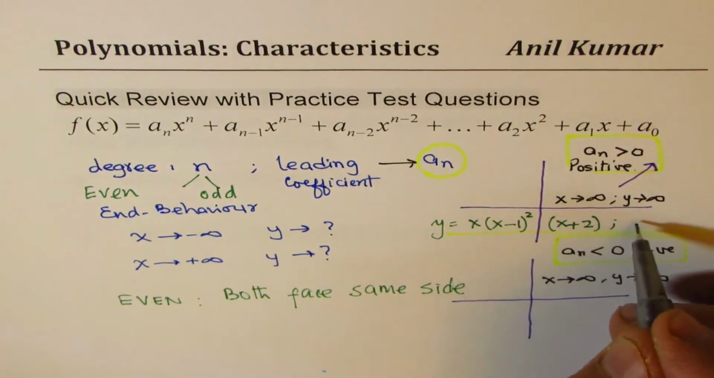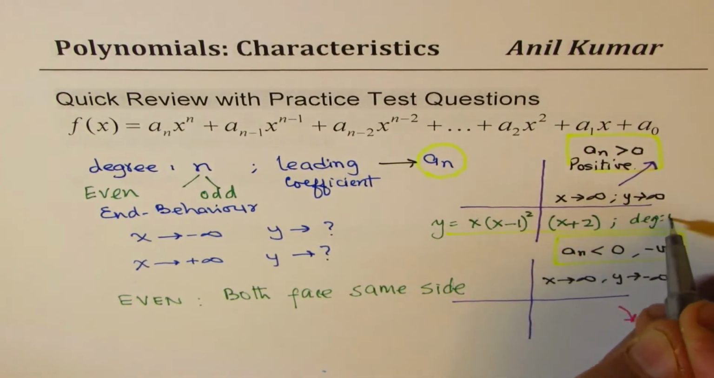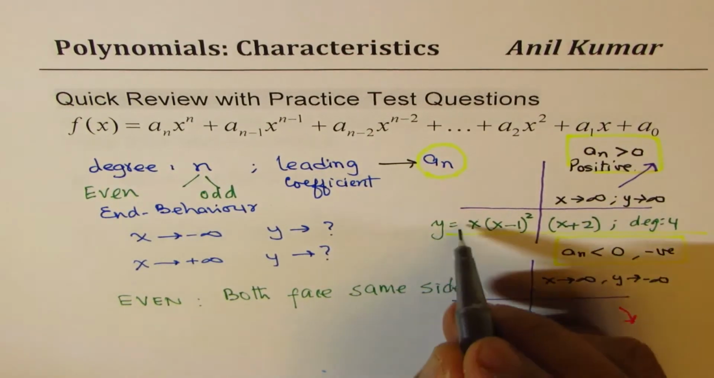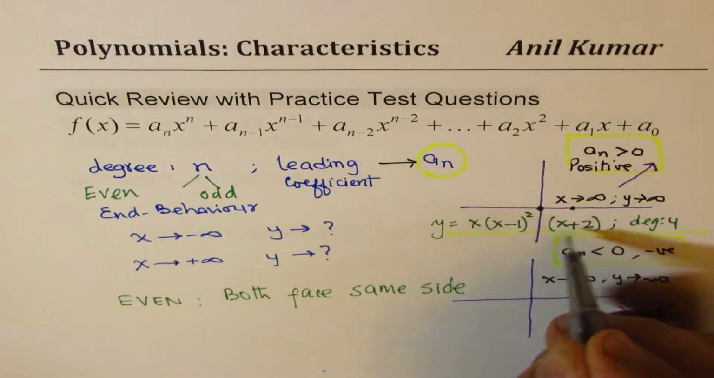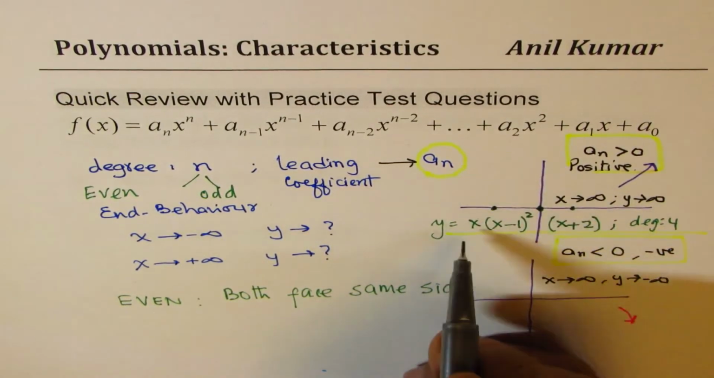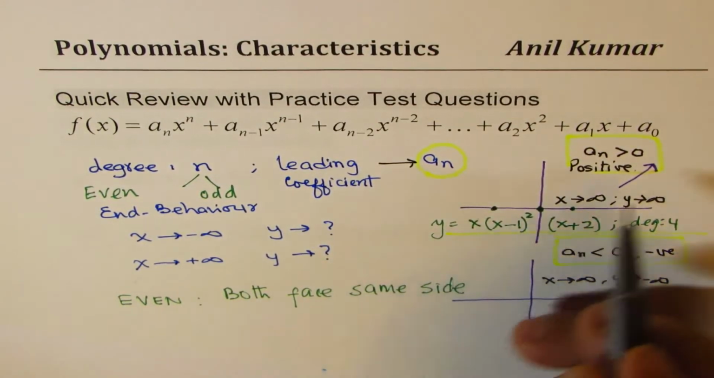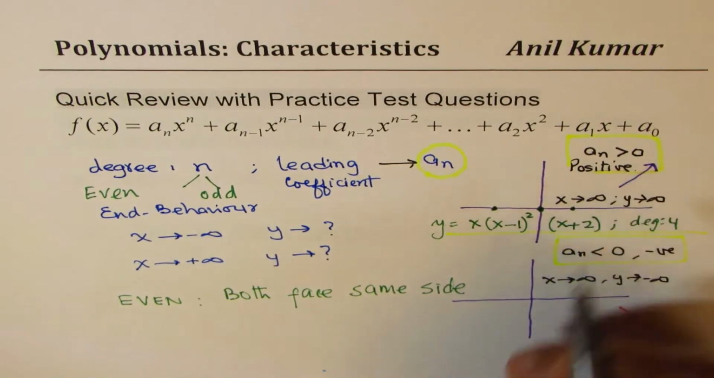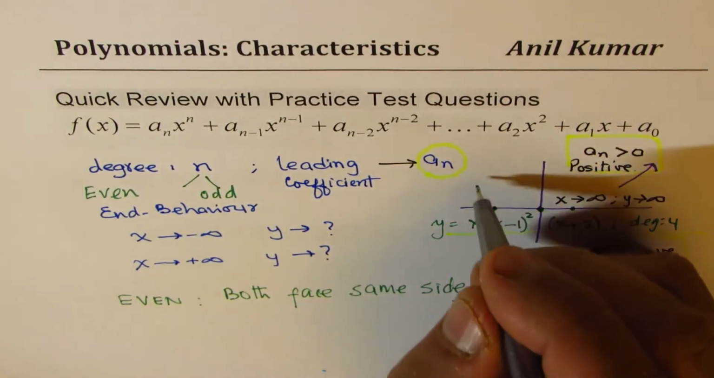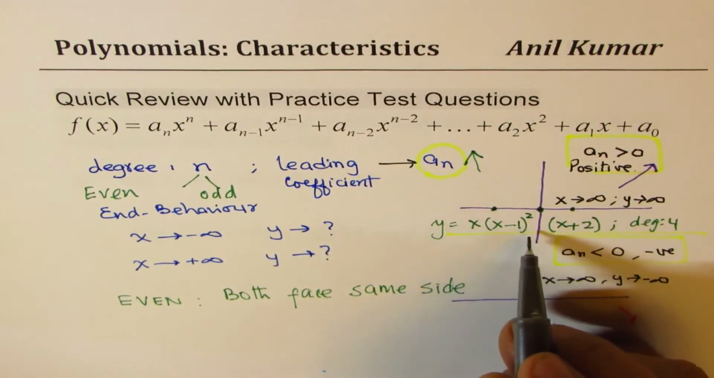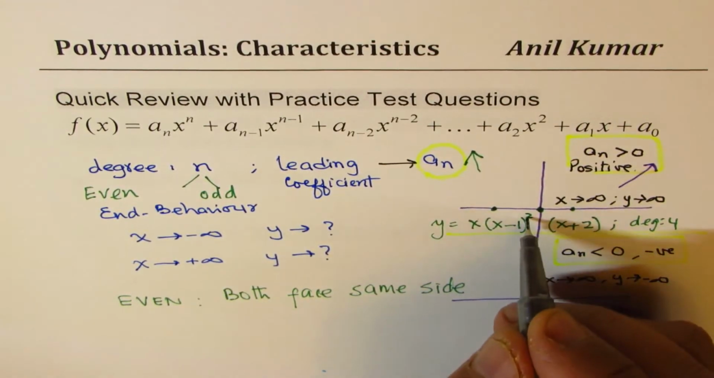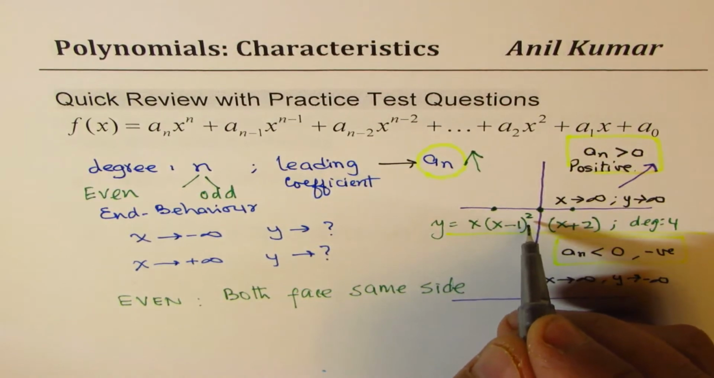So in this case, the degree is 4, which is even. It has these zeros: one is at 0, one is at 1, the other one is at minus 2. Since the leading coefficient is positive, the right side is up, and since the degree is even, both will face the same sides. Perfect. So if I have to sketch a graph, I know at 1 it is of order 2.